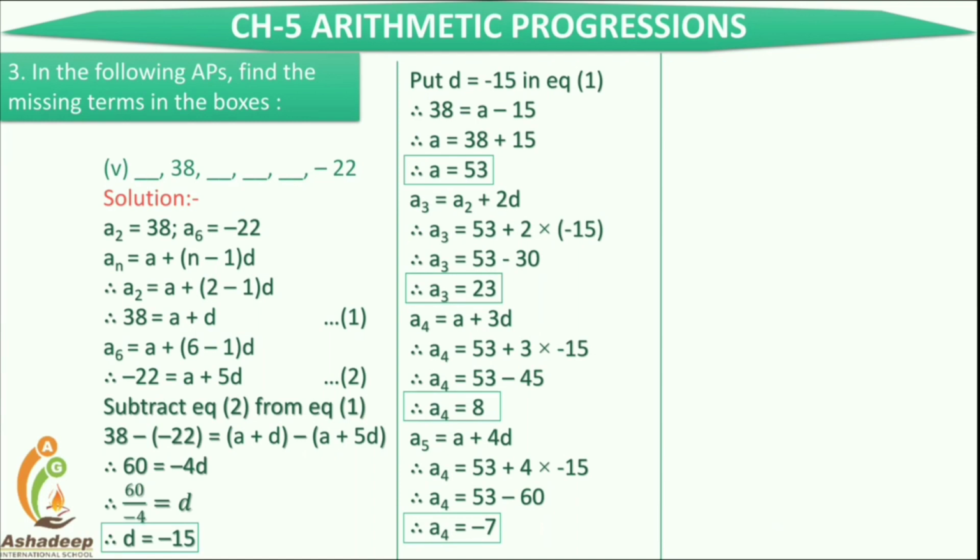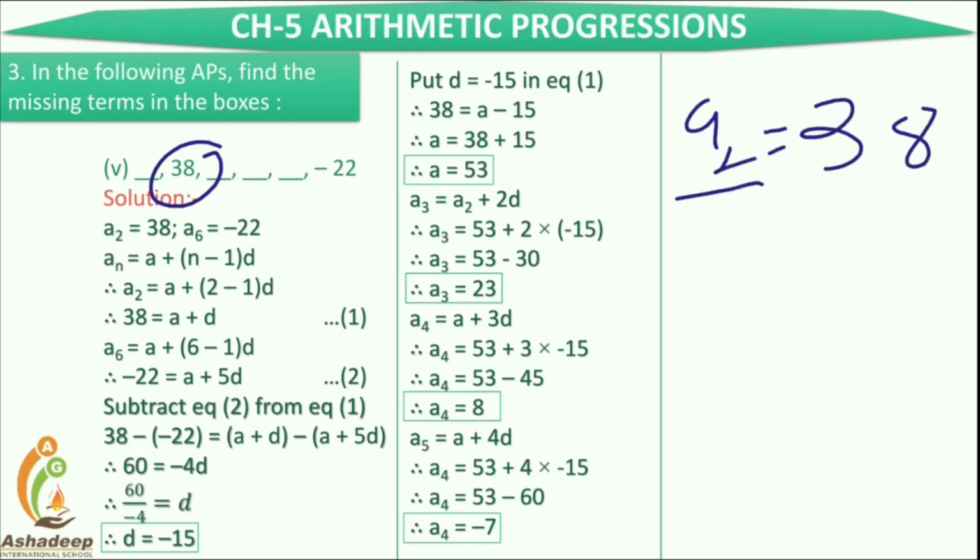Okay. So here I have to find a1, a3, a4. So these three things I have to find. a2 is given. So a2 is equal to 38. a2 is going to be a plus d. क्या करना है कि भाई यहाँ से एक माइनस करके यहाँ पे लगा देना है.